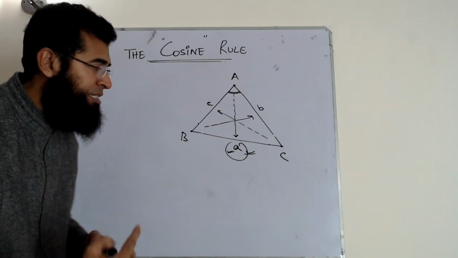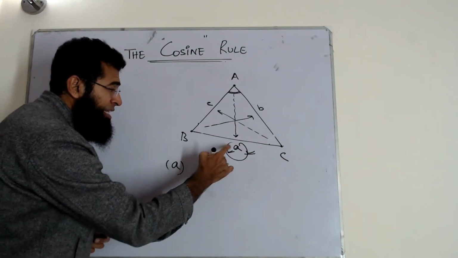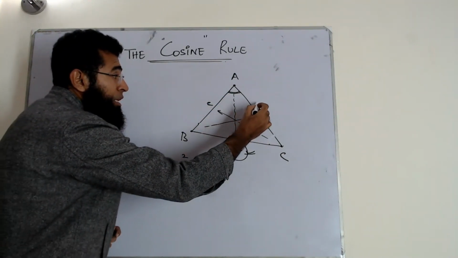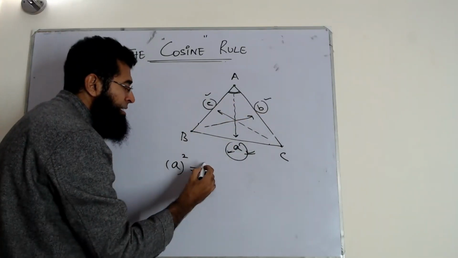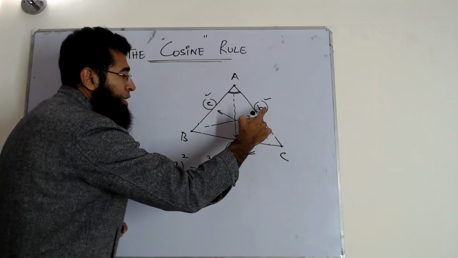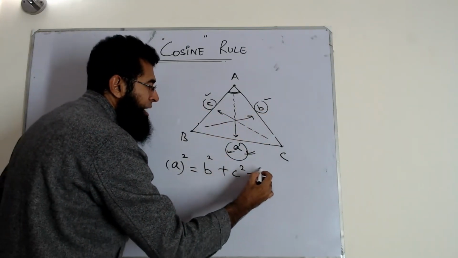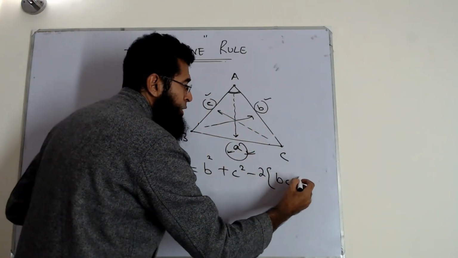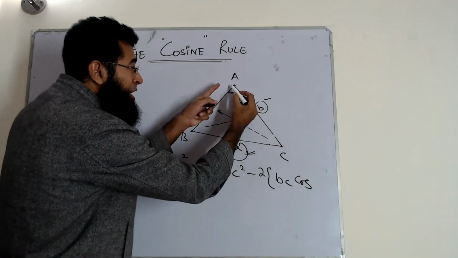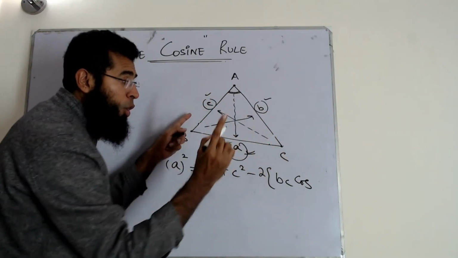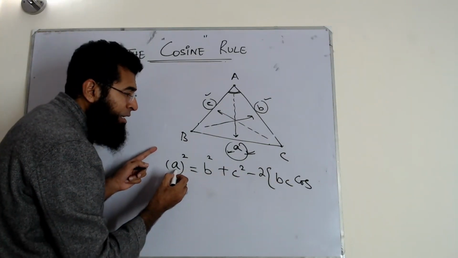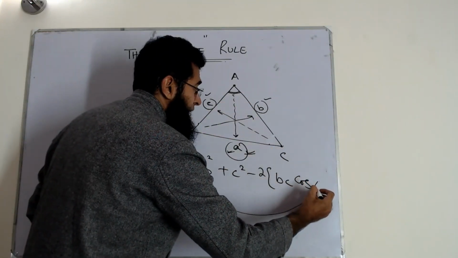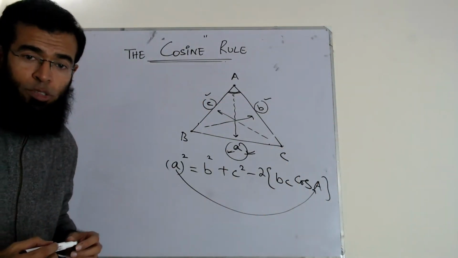So what does the cosine rule state? It states that the square of this length, which is opposite to the given angle, is equal to the sum of the squares of the other two sides. So b square plus c square minus 2 times bc, the product of these two lengths, into cos of the included angle between these two sides. Or you can say cos of the angle which is opposite to this length, right? So cos A. So that is what the cosine rule is.